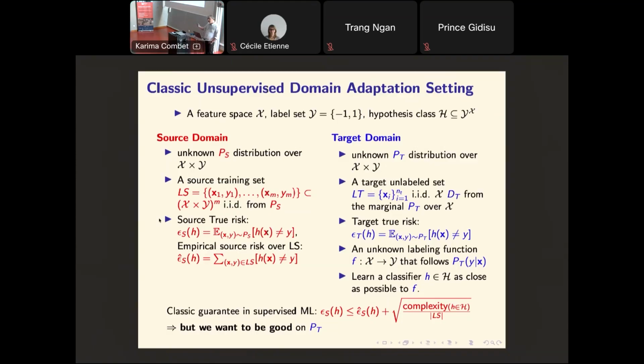The problem is that if we apply the classic machine learning guarantees, what we know in the basic model is that the error on the source domain can be bounded by the error that we measure on the sample, plus a term that measures a complexity in a broad sense over the learning set. And the idea is that you try to optimize this model by controlling the complexity of the model. If you do that, you can control the target risk. But you want to be good on the target domain, and we don't have labels. So it's difficult to control what happens. So we'll see how we can have some framework that allows us to learn some models.